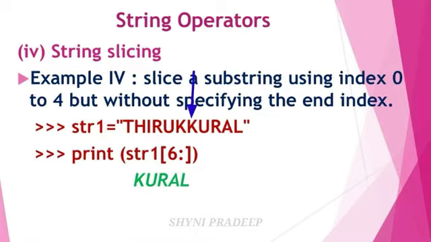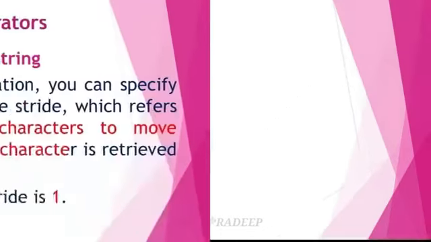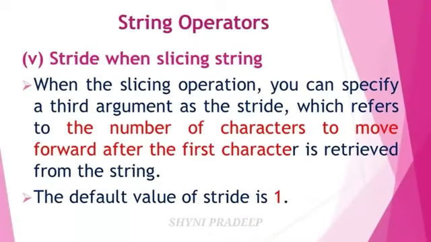Okay, so KURAL, that is the output. And next, stride when slicing string. Till now we have given start value and end value only. Now you have to give a third value also. That is called stride. The third argument is called stride.